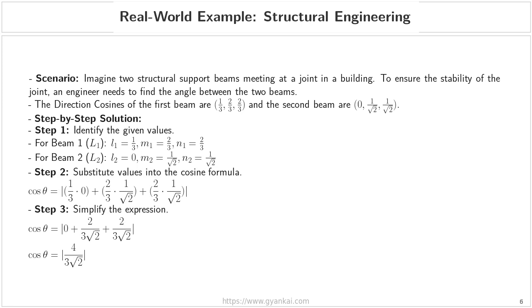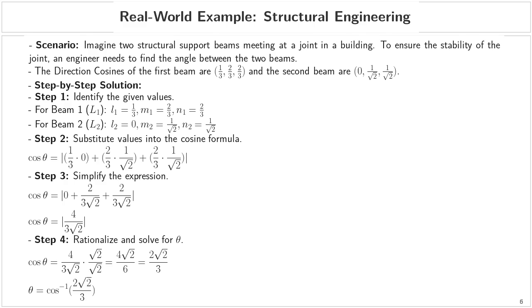Moving to step 3, we simplify the expression. The first term, 1/3 times 0, becomes 0. That leaves us with 2 over 3 times the square root of 2, plus another 2 over 3 times the square root of 2. Adding these together, we get the absolute value of 4 over 3 times the square root of 2.